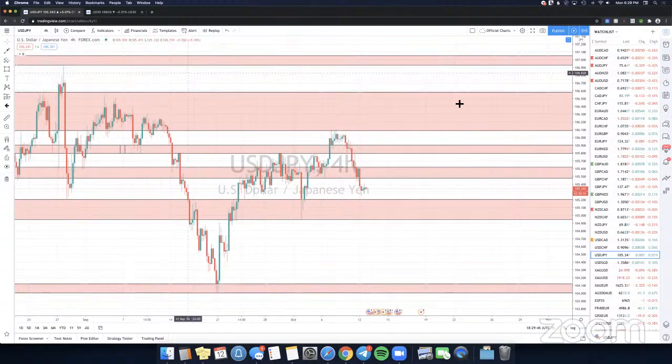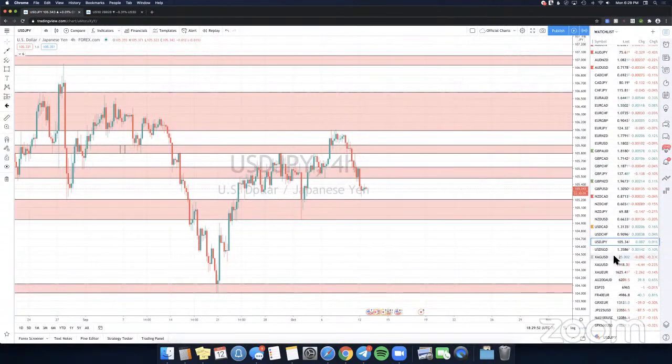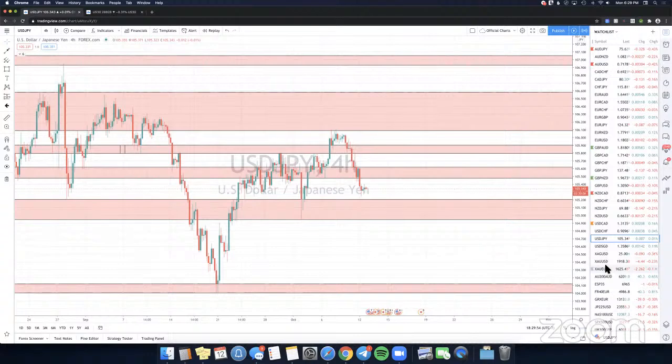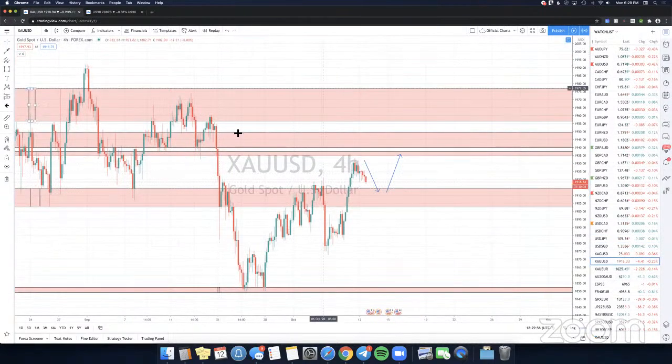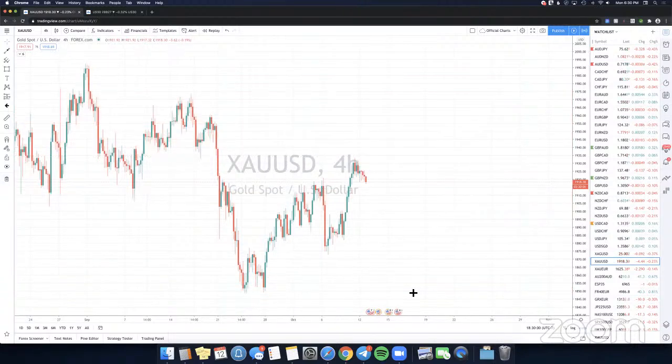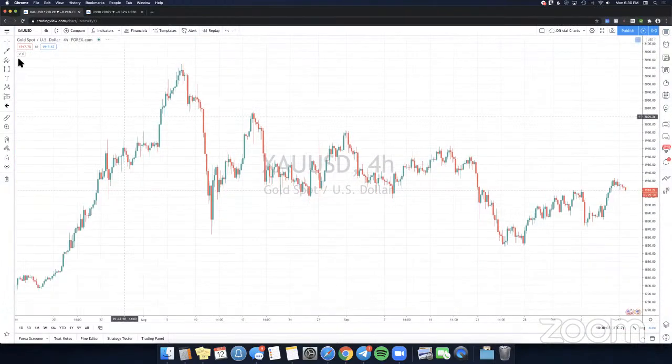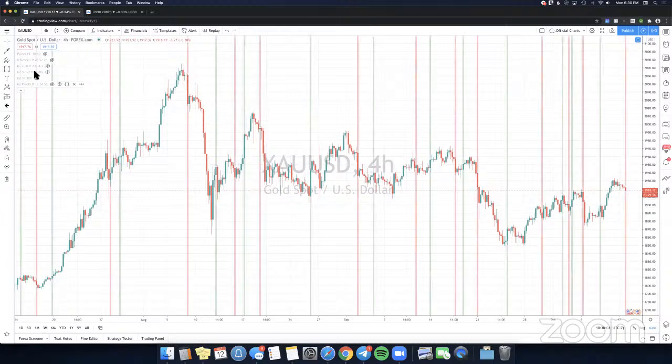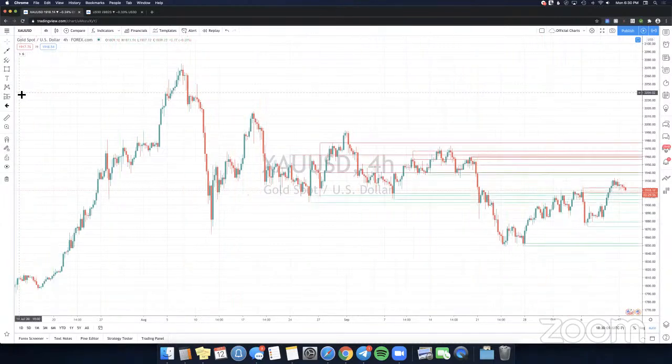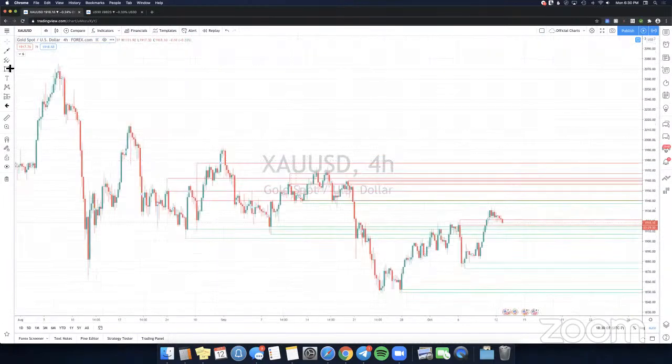Yeah, so that looks like that's about it for the currency pairs. Next, I'm going to go up over gold for Nassim. I don't know if Nassim you're still here, but I'm going to look over it for you. Here's gold right here. I'm going to go ahead and delete everything off this chart. We'll zoom out from here and let's draw these zones.